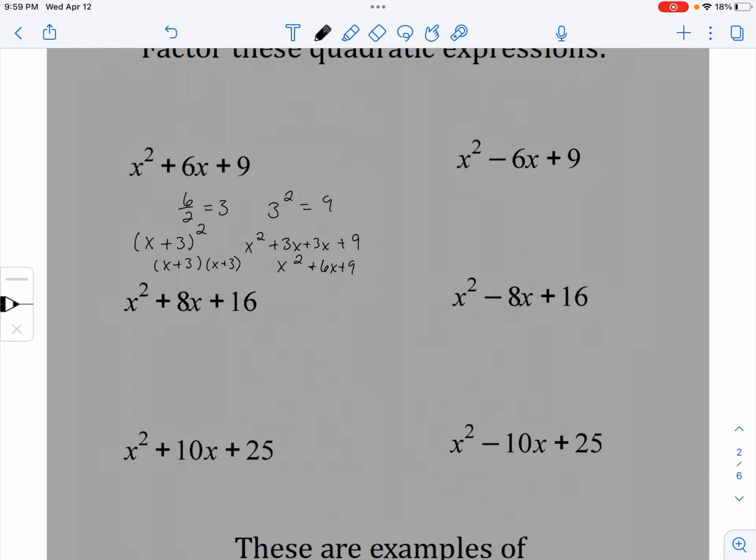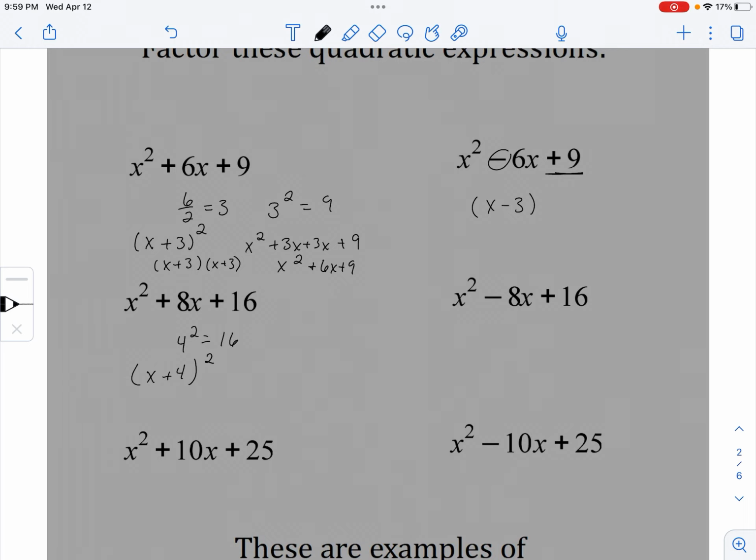This is going to be the same thing. The only thing that's different here is that it's x minus 3, because we're going to get a negative 3 and a negative 3x to give us that negative 6 right here. But the negative times the negative is going to give us a positive 9. Likewise here, half of 8 is 4. 4 squared equals 16. So this perfect square would be x plus 4 squared.